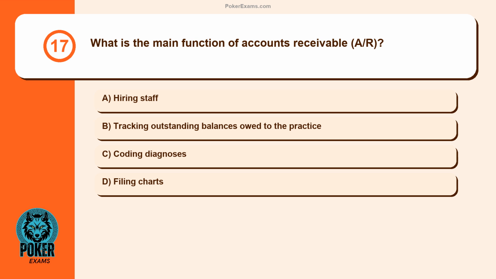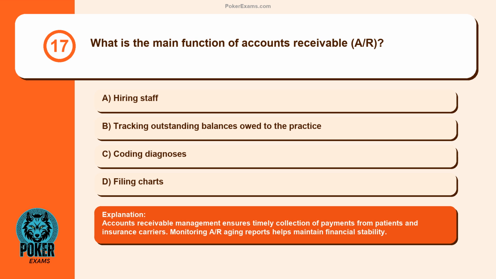Question 17. What is the main function of accounts receivable, A/R? Hiring staff, tracking outstanding balances owed to the practice, coding diagnoses, filing charts. Accounts receivable management ensures timely collection of payments from patients and insurance carriers. Monitoring A/R aging reports helps maintain financial stability.